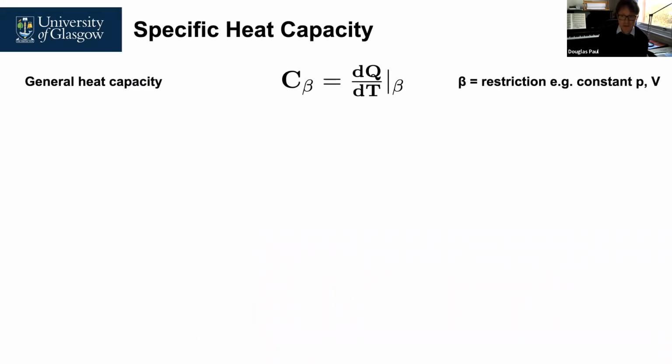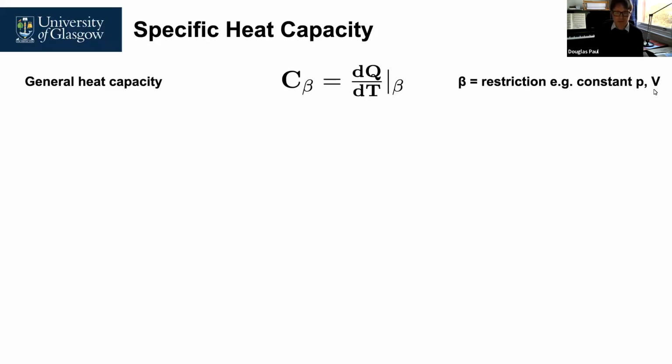So specific heat capacity. We use specific heat capacity to allow us to understand how much energy can be stored in a thermal heat storing system in the last lecture. More generally, specific heat capacity is defined as the rate of change of heat with temperature, but we actually have to have a restriction on the system. So we can work out the specific heat capacity for constant pressure or for constant volume.